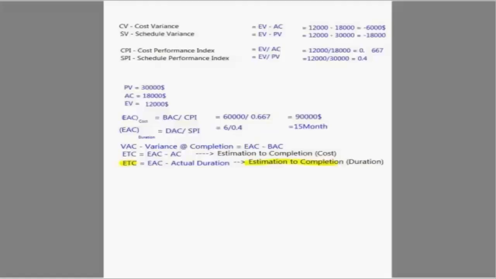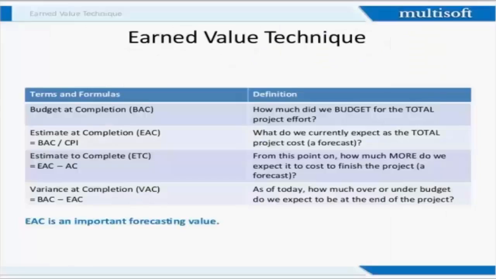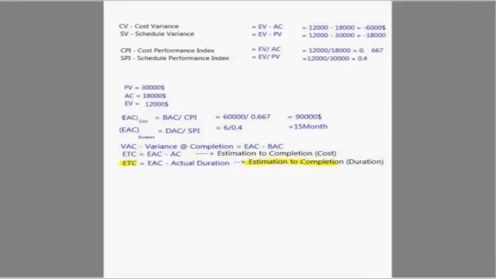So this is about earned value management. All these formulas you should know. Budget at completion: how much did we budget for the total project effort? Estimate at completion: budget at completion divided by CPI. This is the basic one, considering the normal trend. If this trend continues, this is how the formula will be.